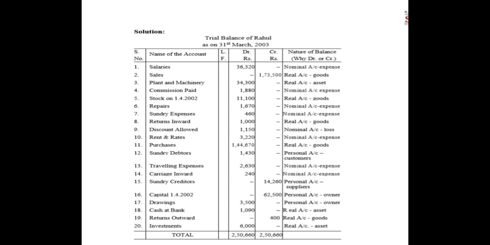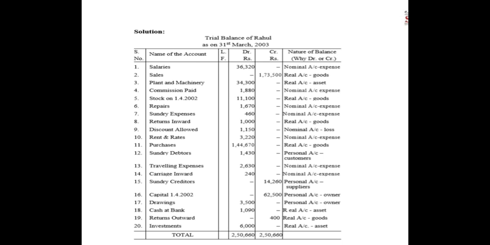Plant and machinery, it is an asset. Asset should be debited always. Real account, asset should be debited, so asset we have just written in debit side. Commission paid, it is an expense. Expense will come in nominal account, so as per nominal account it should be debited. All the expenses, all the losses are always debited.